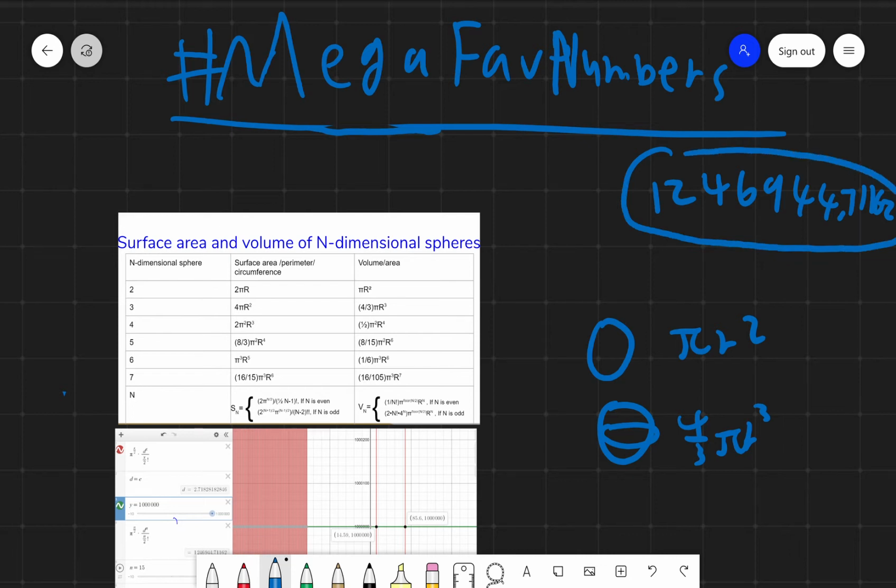1246944, or 1,246,944.71162, and so on. There's more to it. But why this is my favorite number, I'll tell you in a second. If we have to round it, I'll just make this a 5 and ignore that part. But yeah.